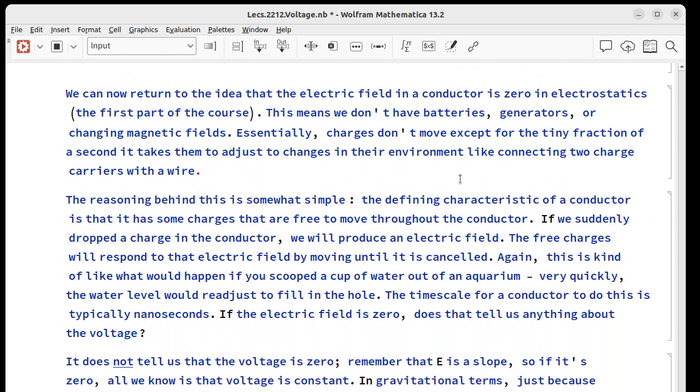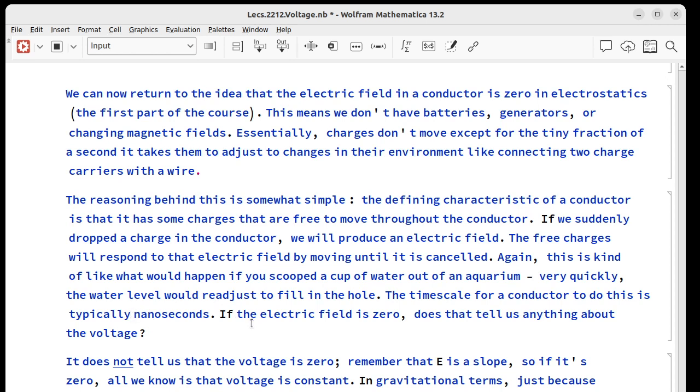The main thing that makes a conductor, as far as we're concerned, is that there are free charges that are able to move wherever through that conductor. If we suddenly drop a charge inside a conductor, we're going to make an electric field. The free charges will respond to that electric field by moving until it's canceled. Again, you can think of this as being what would happen if you had an aquarium full of water and you scooped a cup of water out. Very quickly, the water level goes back to flat, what it was before. For the water, the time scale for that might be milliseconds, but for the conductor, it's more like billionths of a second or nanoseconds.